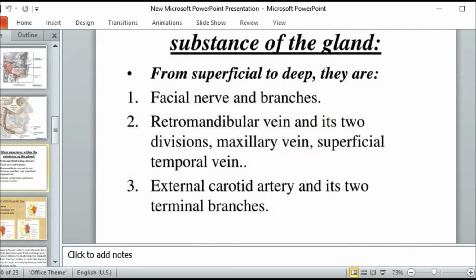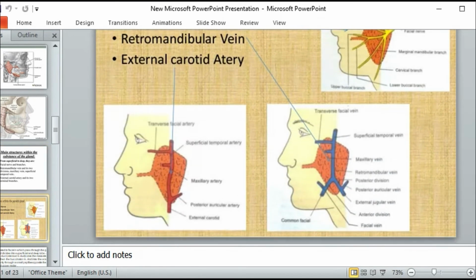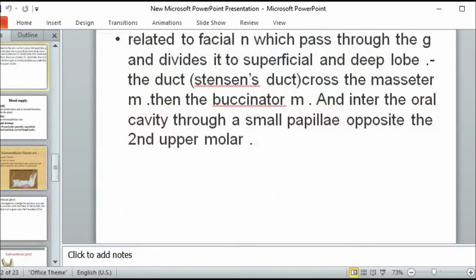So the facial nerve and its five terminal branches, the retromandibular vein and its two divisions, the maxillary vein and superficial temporal vein, the external carotid artery and its two terminal branches. These are the important things about the parotid gland. The facial nerve passes through the gland and divides it into the superficial lobe and deep lobe.